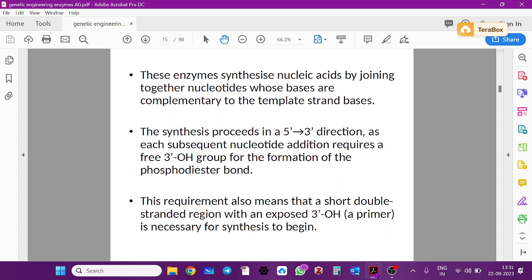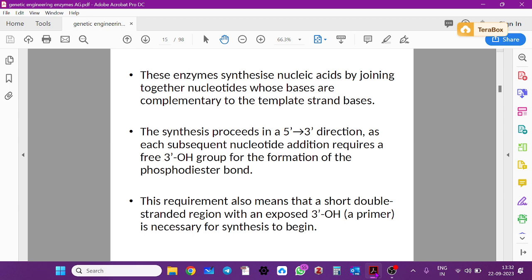Sugar, and here is the base. If there is an adenosine, then it is adenosine triphosphate or ATP. If there is deoxyadenosine, it is deoxyadenosine triphosphate. In DNA you have deoxyadenosine and in RNA you have adenosine. So, these are high energy bonds. If you break this part, a lot of energy is released.